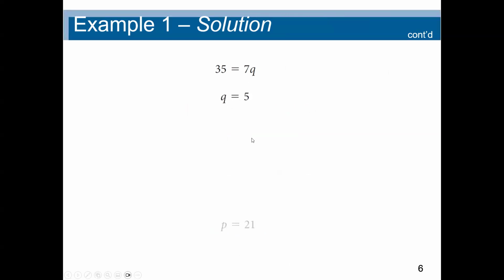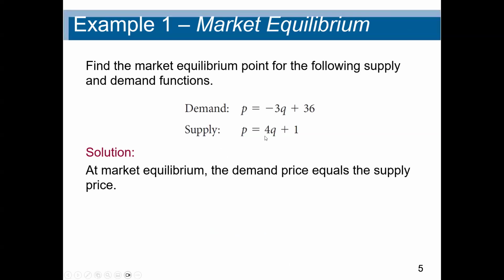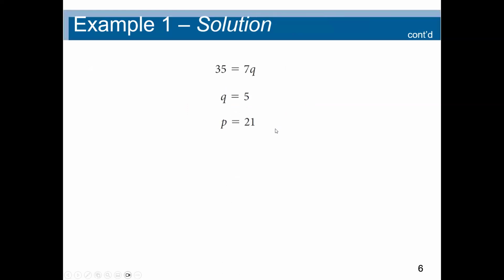Now, since we know the value of Q, we can easily find the value of P. We can use the first equation or the second equation to find P. If I use the first equation, I get 5 times 4 plus 1. If I use the second equation, 5 times minus 3 gives me minus 15, and minus 15 plus 36 also gives me 21. So we can use either the demand or the supply, and that's how we get 21. So the equilibrium point will be 5 and 21, which means the quantity is 5 and the price is $21.